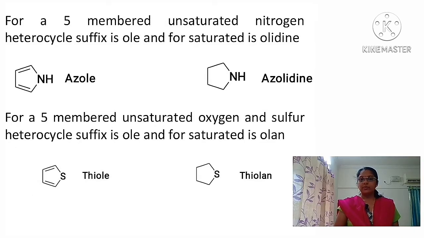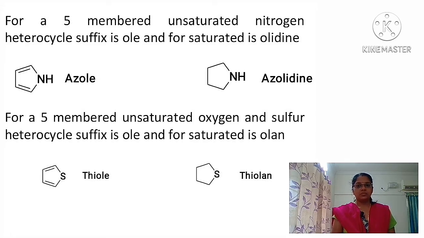So coming to the 5-membered nitrogen monoheterocyclic compound, again it can be saturated as well as unsaturated. For a 5-membered nitrogen monoheterocyclic unsaturated compound, the suffix should be ole. And for a 5-membered nitrogen saturated monoheterocyclic compound, the suffix should be olidine. So for a 5-membered nitrogen unsaturated monoheterocyclic compound, it can be named as azole, and for a nitrogen saturated monoheterocyclic compound, it can be named as azolidine.